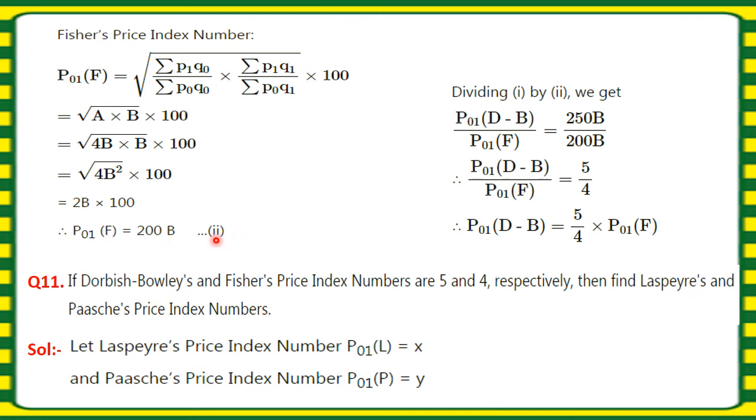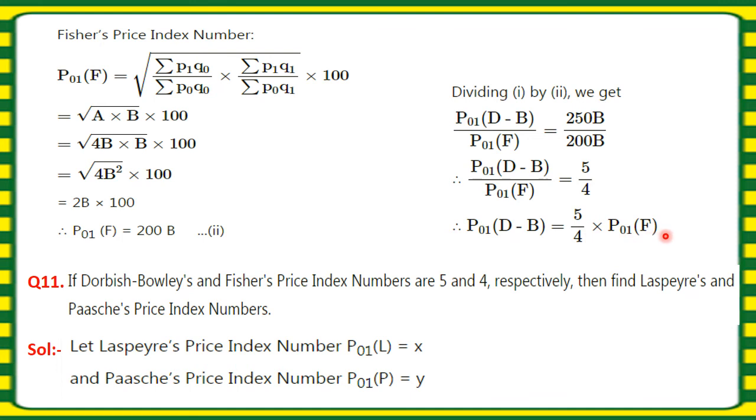Now divide equation 1 by 2, we get P01 of DB divided by P01 of F is equal to 250B upon 200B. B can be cancelled here. Then P01 of DB divided by P01 of F is equal to 5 upon 4. That is P01 of DB can be written as 5 upon 4 times P01 of F.